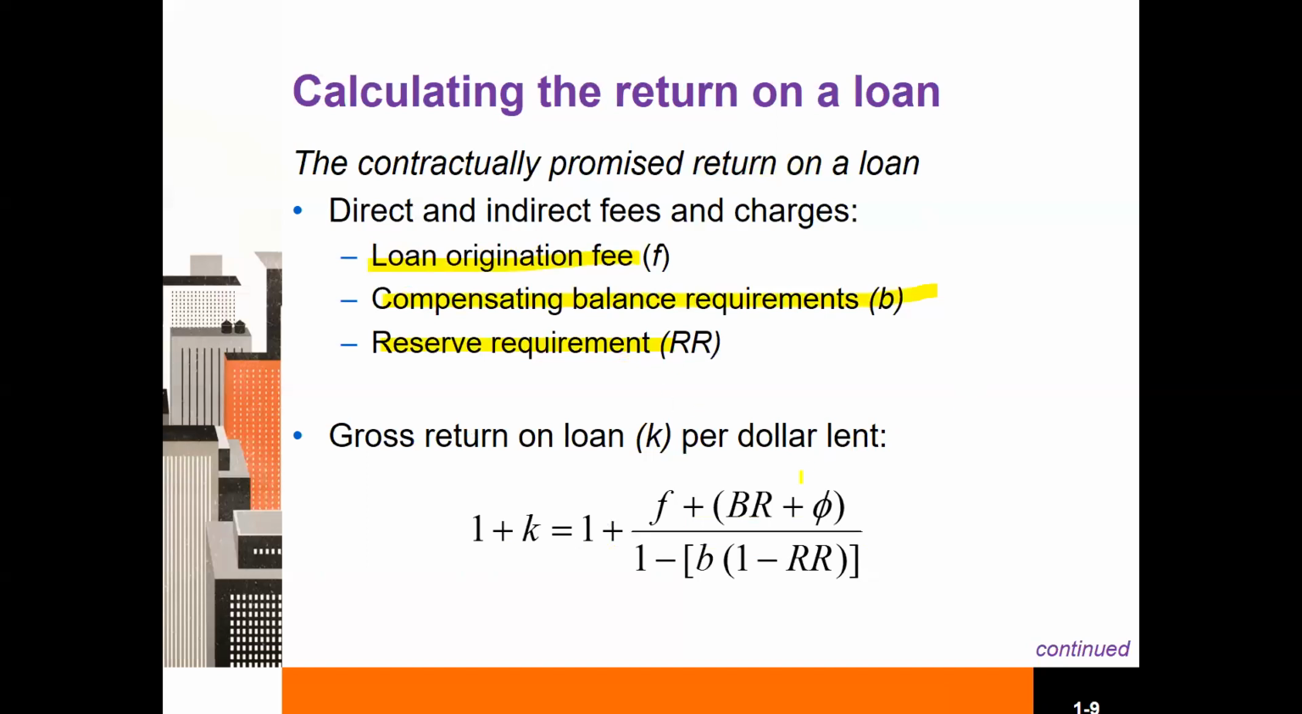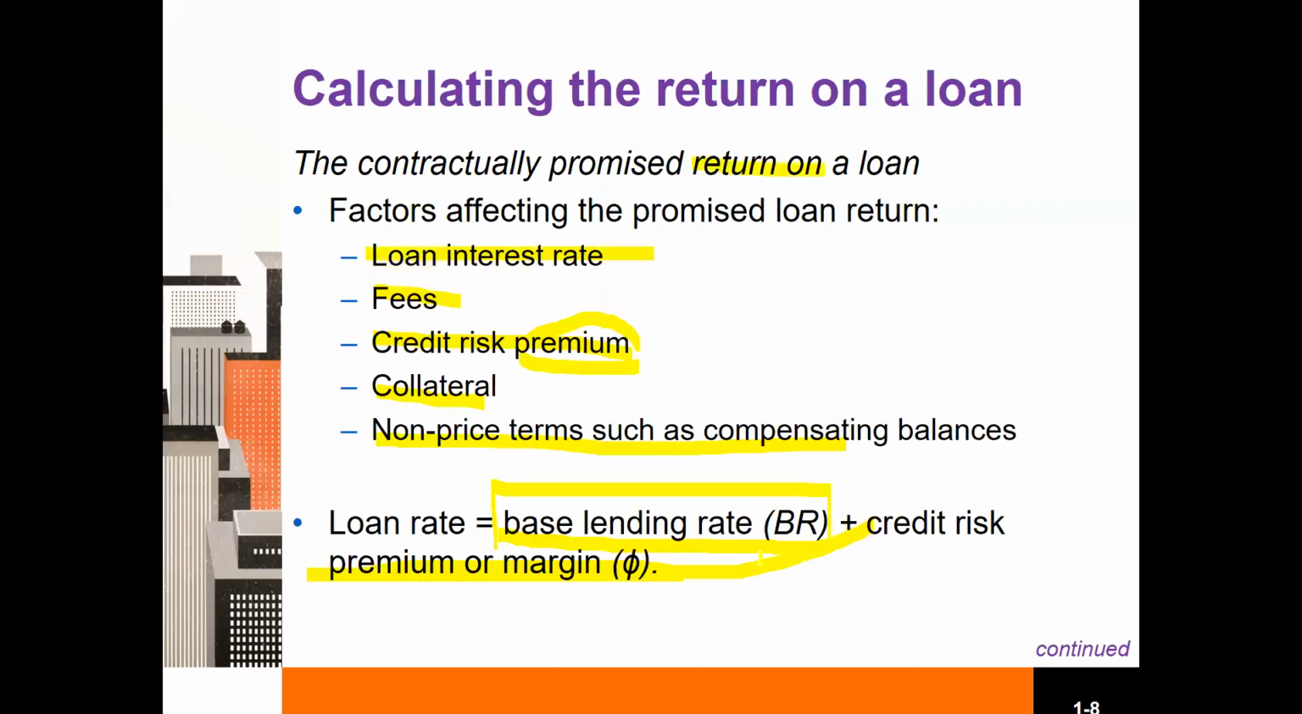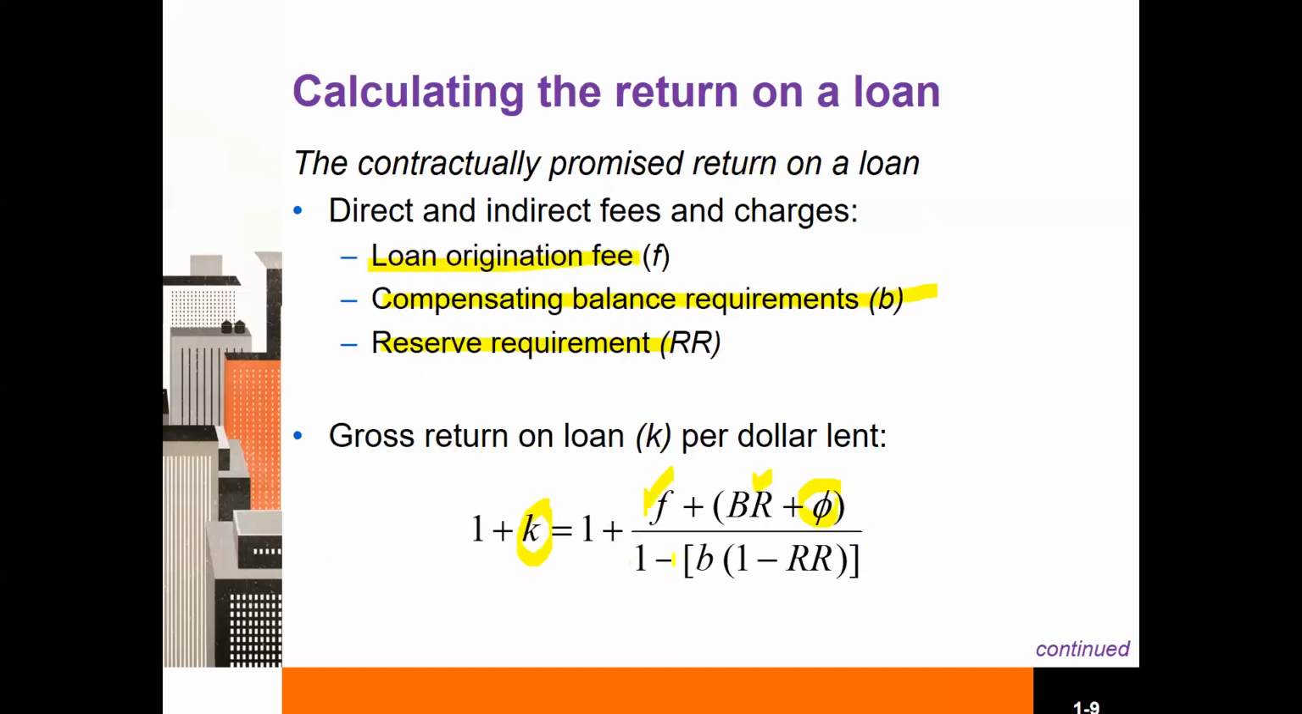So the gross return per dollar lent can be calculated as 1 plus k, that's the gross return, which equals 1 plus f, that's the loan origination fee, plus the base rate that we have seen in the last slide, plus the credit risk premium that we have also seen, and 1 minus b, the compensating balance, times 1 minus the reserve requirement.